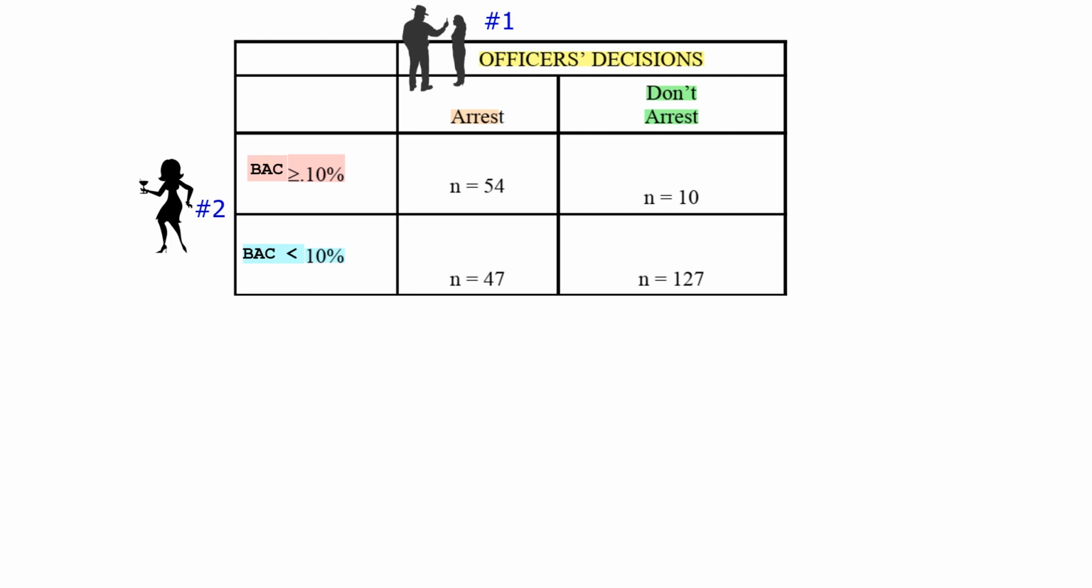Each subject person had 2 tests done, and based on the results, each person was tallied in one of these 4 boxes. People who the officer decided to arrest and who also had a high BAC went in the box at the top left, 54 of those, and so on. Every person was counted one time in one of these boxes. And by the way, when NHTSA paid for this study, they didn't click on the proofreading package. The contractor mislabeled this table, and I've corrected it here.